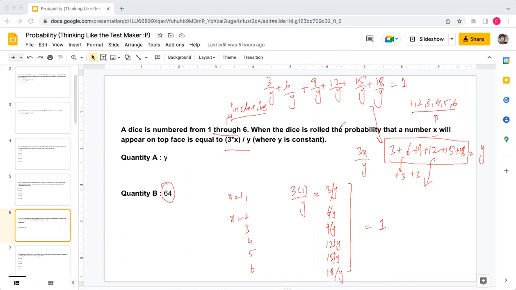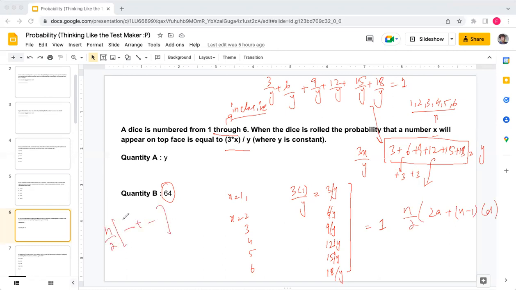Can anyone else tell how we can find the sum of this series if the series is in arithmetic progression? We can use the formula n by 2 times (2a plus (n minus 1)d), where the total n is 6 and d, the common difference, is 3. Yes, you can do this.